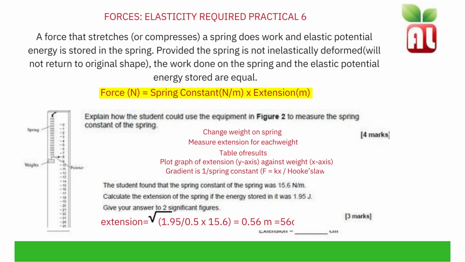Explain how the student could use the equipment of a spring, a pointer and some weights to measure the spring constant of the spring. Change the weight on the end of the spring, measure the extension for each weight, plot a table of results and a graph of the extension on the y-axis against weight on the x-axis. The gradient of the line is 1 over the spring constant, as extension and force are in a directly proportional relationship, as stated by Hooke's law.